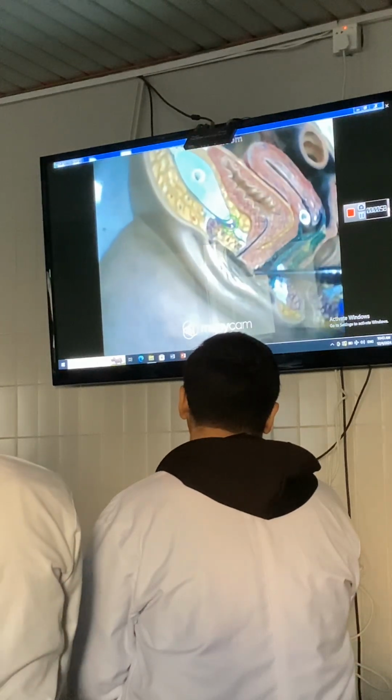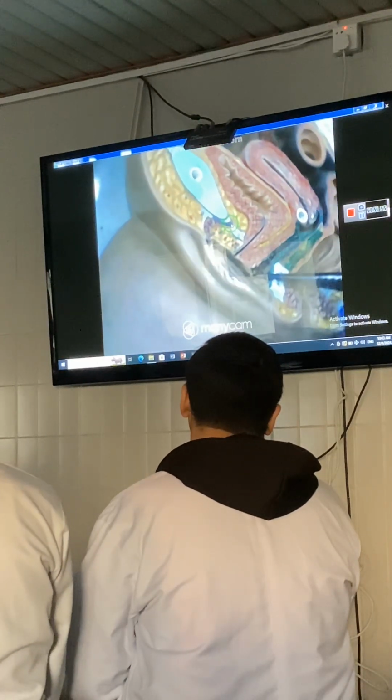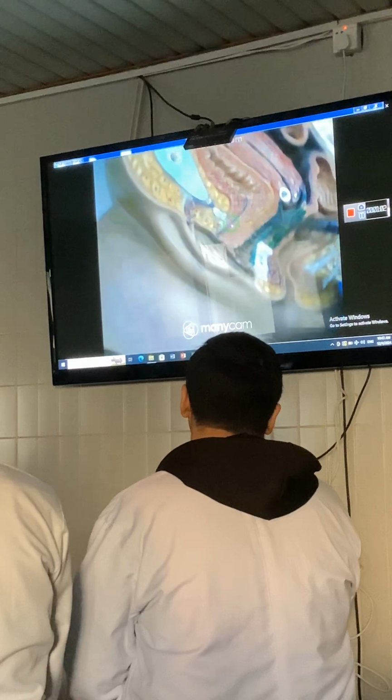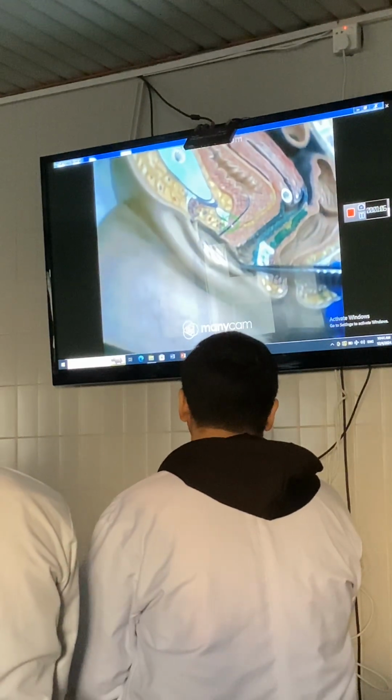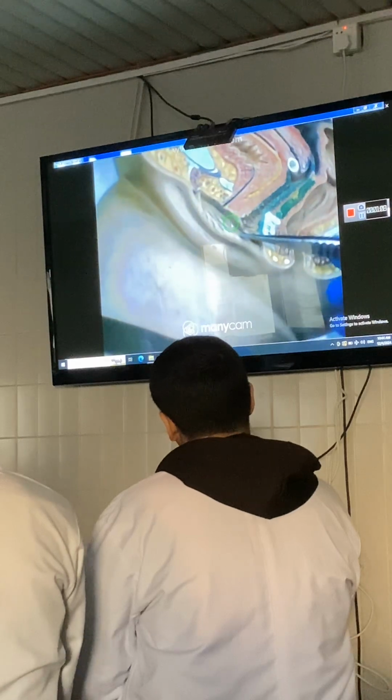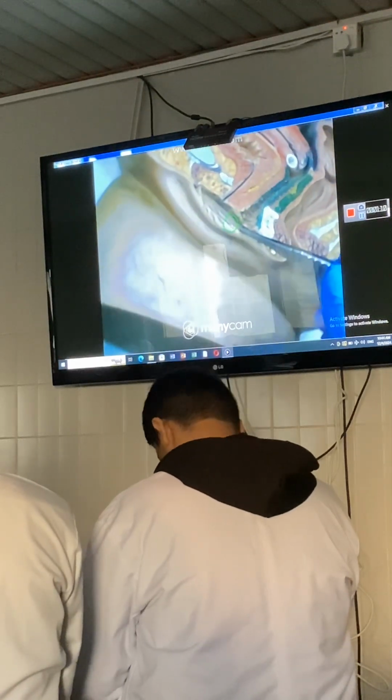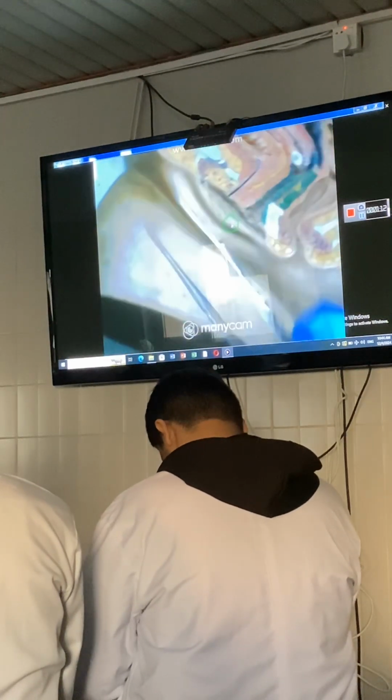This is a vagina. It is a canal which is extending upward and backward from the vestibule of the vagina. This is the vestibule of the vagina. Of course, let us start with the external genitalia.